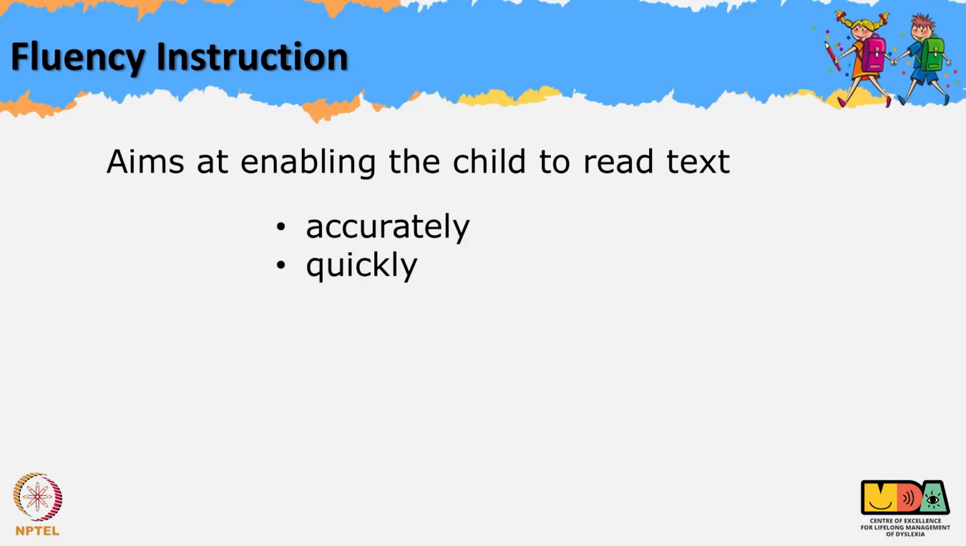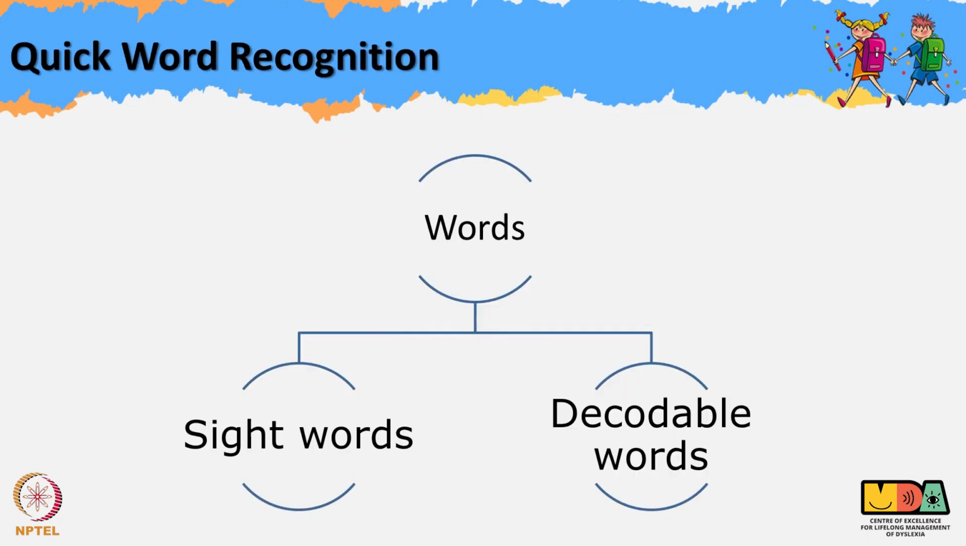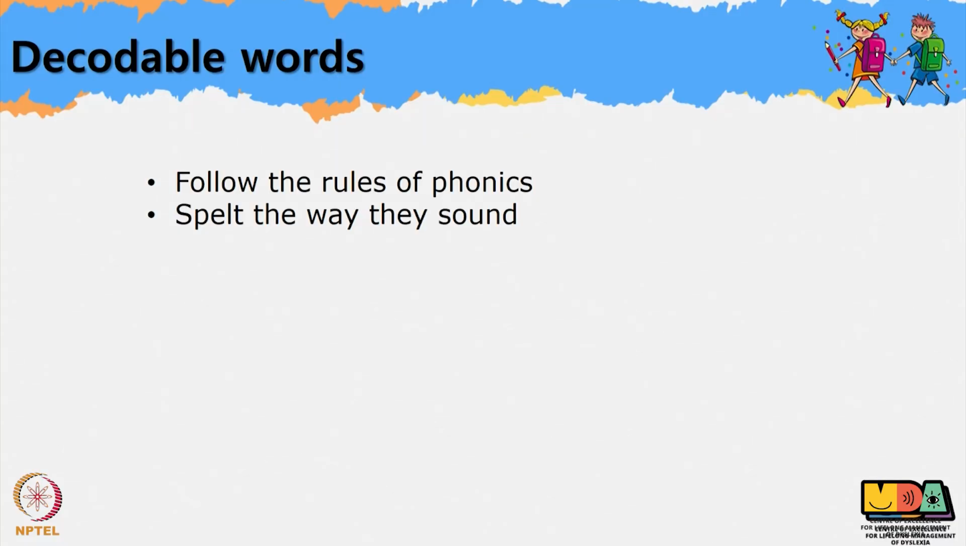In order to help the child read fluently, we will first look into how we can help the child decode and read words, and this progresses into reading sentences fluently and accurately. Words, as you can see, are grouped into decodable words and sight words. We will first take a look into the decodable words. What are these decodable words? These are words which follow the rules of phonics. They are spelt as they sound.